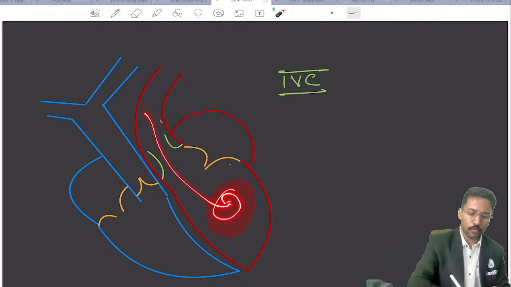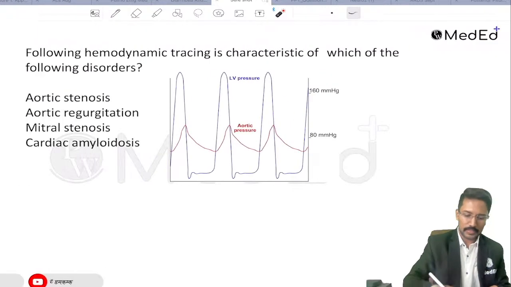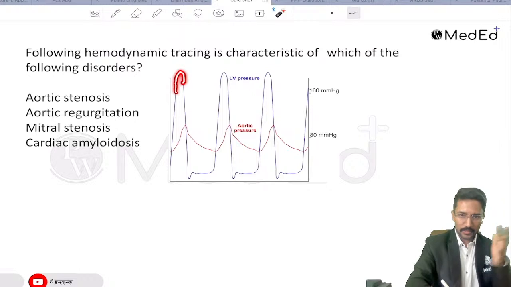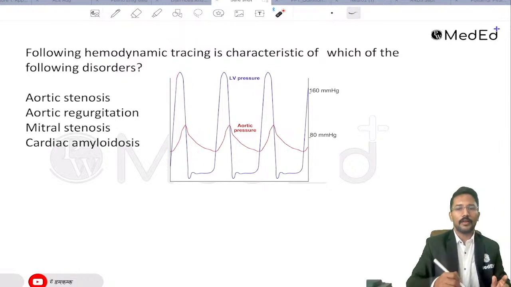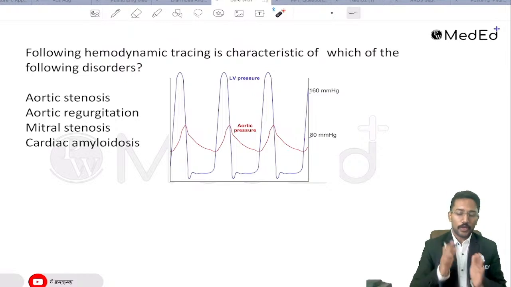From here, blood is now moved to aorta. So here volume is less, the pressure starts dropping down. That is what you will see here. So this upsurge, you are seeing the rapid ejection, and then as the blood is almost emptied, the pressure starts dropping down. Okay. Now, in a normal aortic valve, what happens to the aortic pressure?